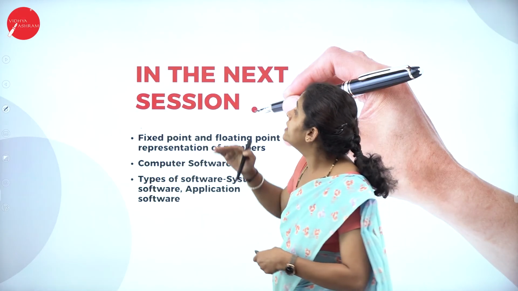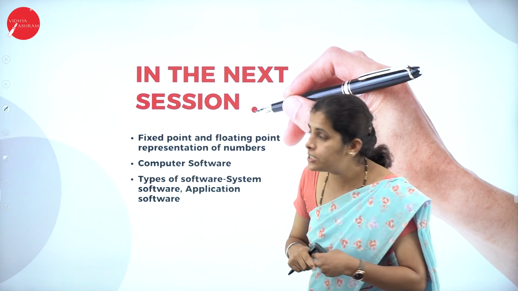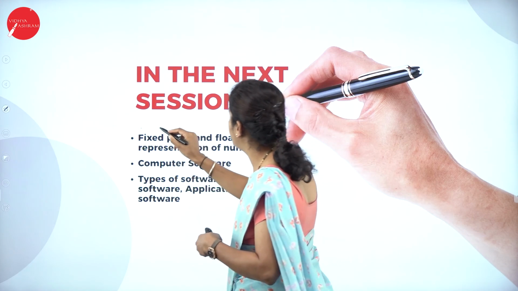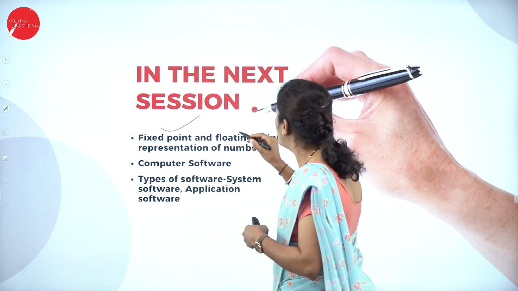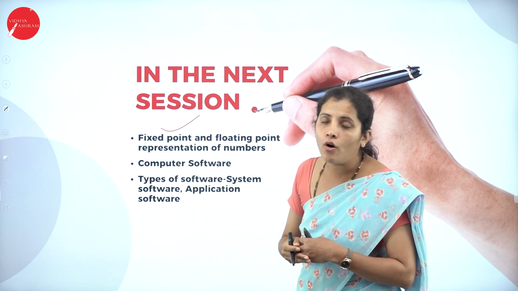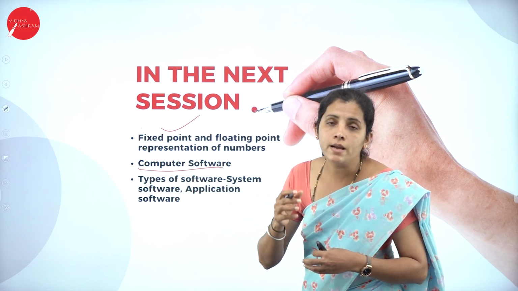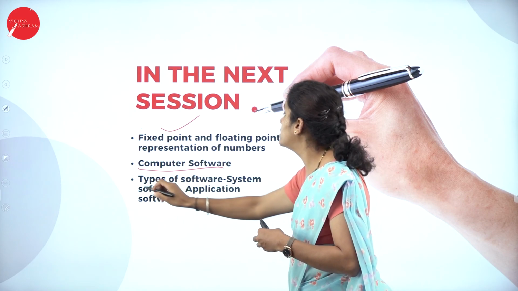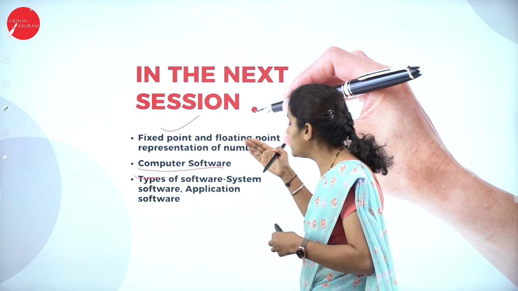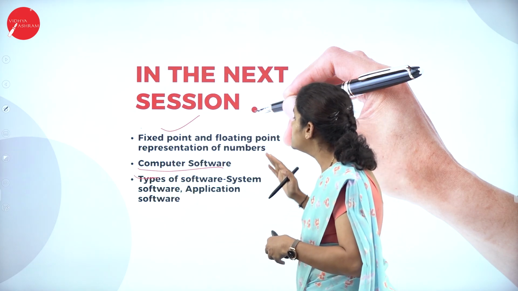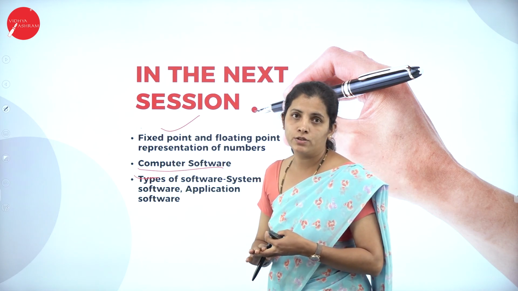Moving on to the next session. In the next session, I'm going to deal with fixed point and floating point representation of numbers, then computer software. At the same time, I'm going to deal with types of software. In that, I'm going to discuss system software and application software.